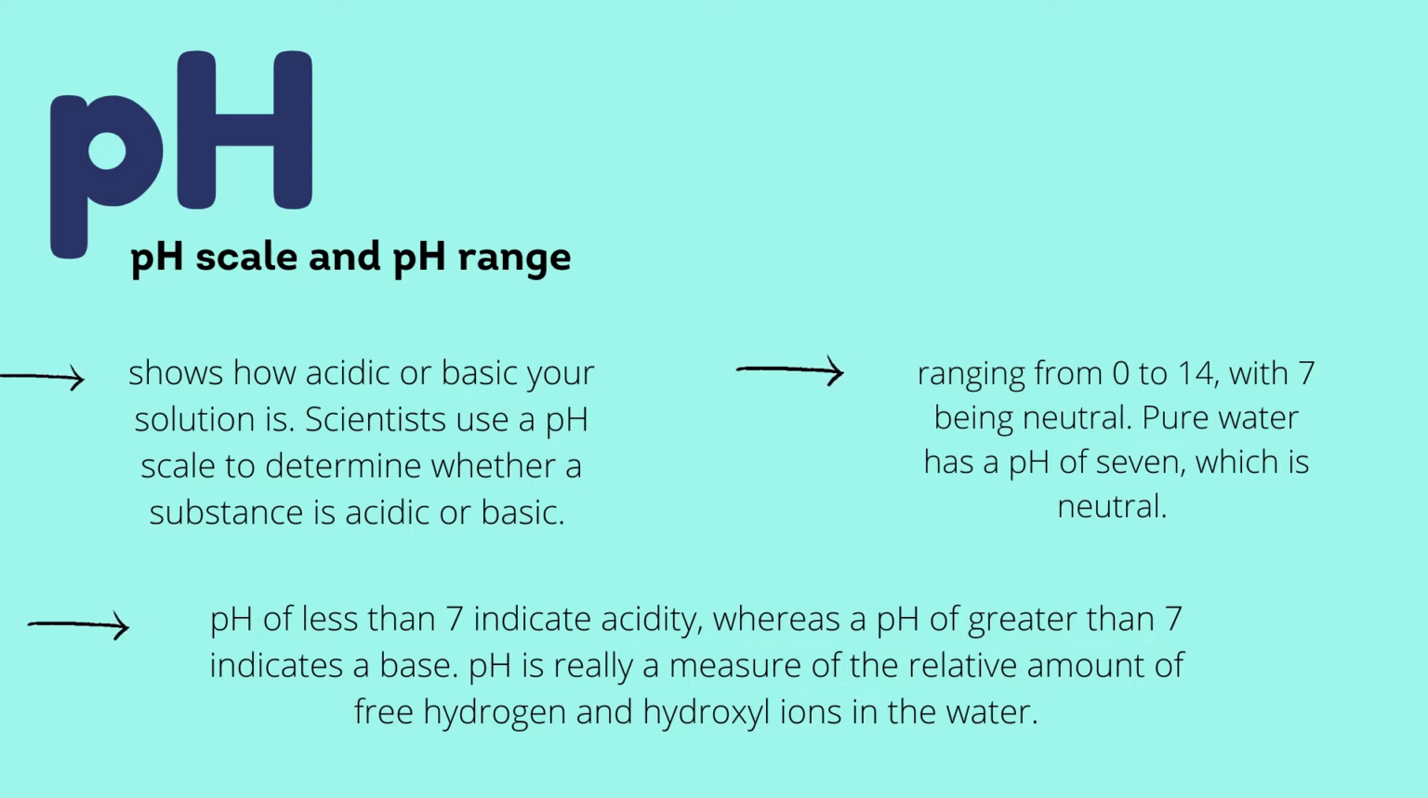Pure water has a pH of 7, which is neutral. A pH of less than 7 indicates acidity, whereas a pH of greater than 7 indicates a base. pH is really a measure of the relative amount of free hydrogen and hydroxyl ions in the water. And from this on, we will see how different substances react with the eggplant peel pH indicator.